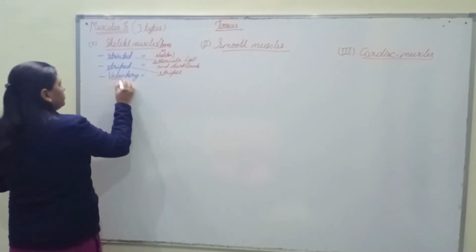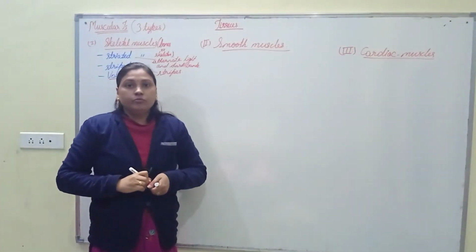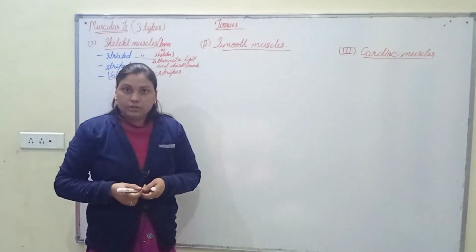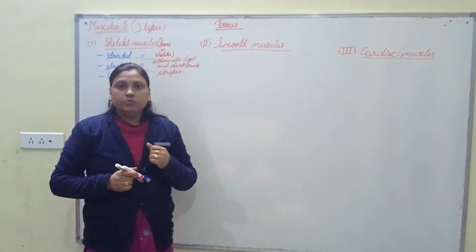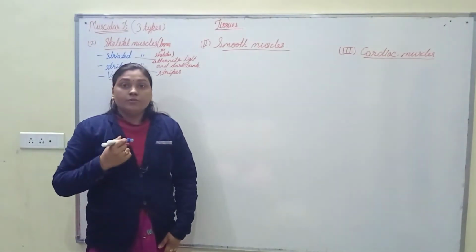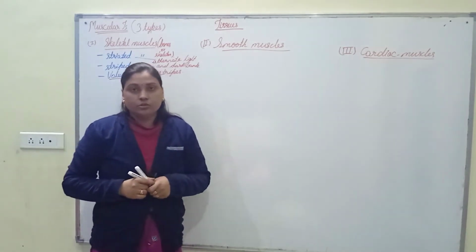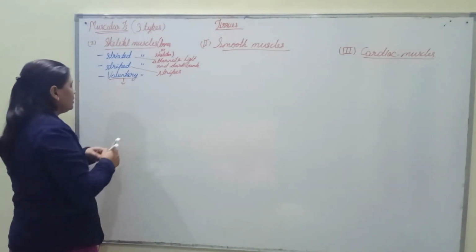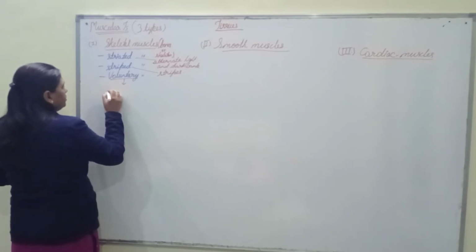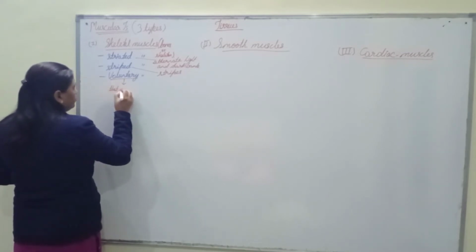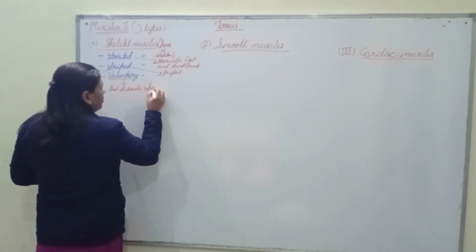Voluntary muscles are those muscles that we can move according to our will. If we want to move the muscles of this hand, we can easily move them, and if we want to move the muscles of the leg, then we can easily move that. So these are the voluntary muscles, whose movement depends upon our will.